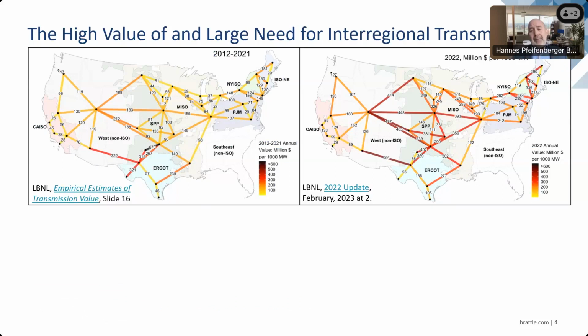But at the same time that it's almost impossible to approve interregional transmission through the planning processes, we also see a lot of documentation like this from the national labs on the large value that exists for interregional transmission of power, particularly during challenging years like 2022, where gas prices are high and you have major cold snaps and heat waves to deal with. This, of course, is based on current data, and what's shown on this chart is the value per 1,000 megawatts of interregional transmission based on the market price differences between these various dots on that map.